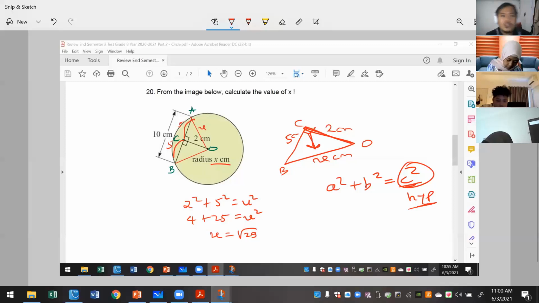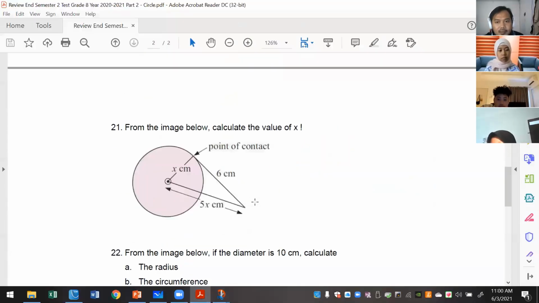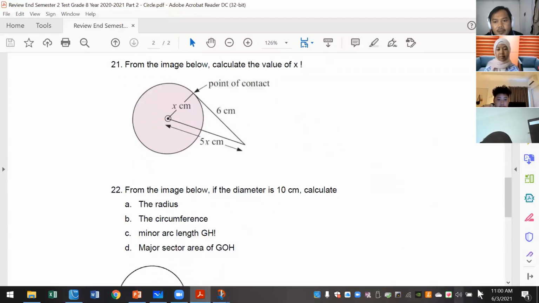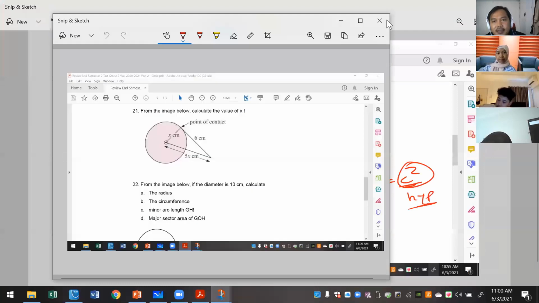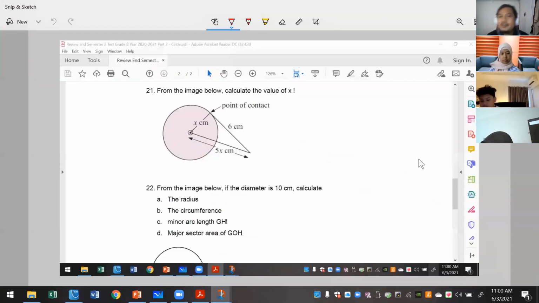Okay, next question, number 21. Okay, here we go. 21. From the image below, calculate the value of x. And I assume that this guy is also going to be using the same concept as number 20. Okay, can anyone tell me why we can use the Pythagoras formula? Anyone can try.